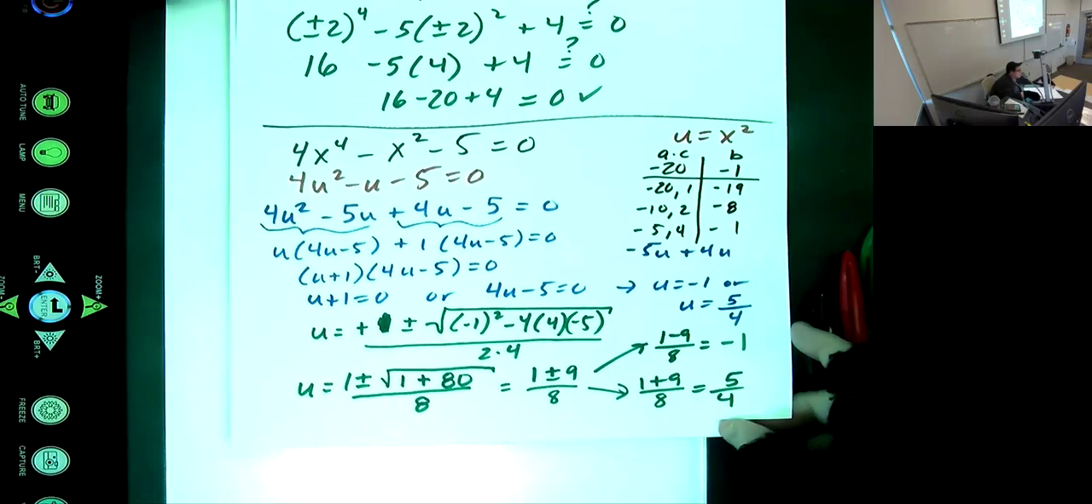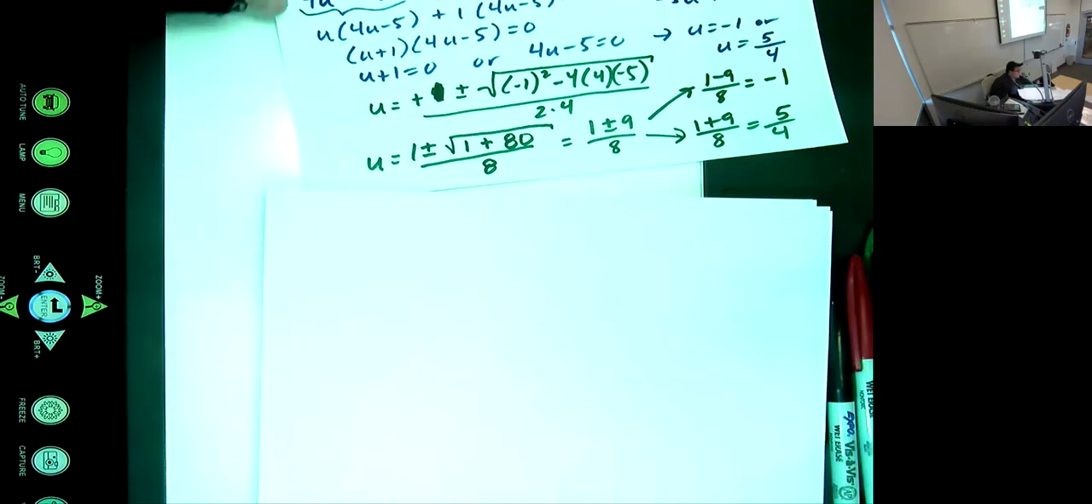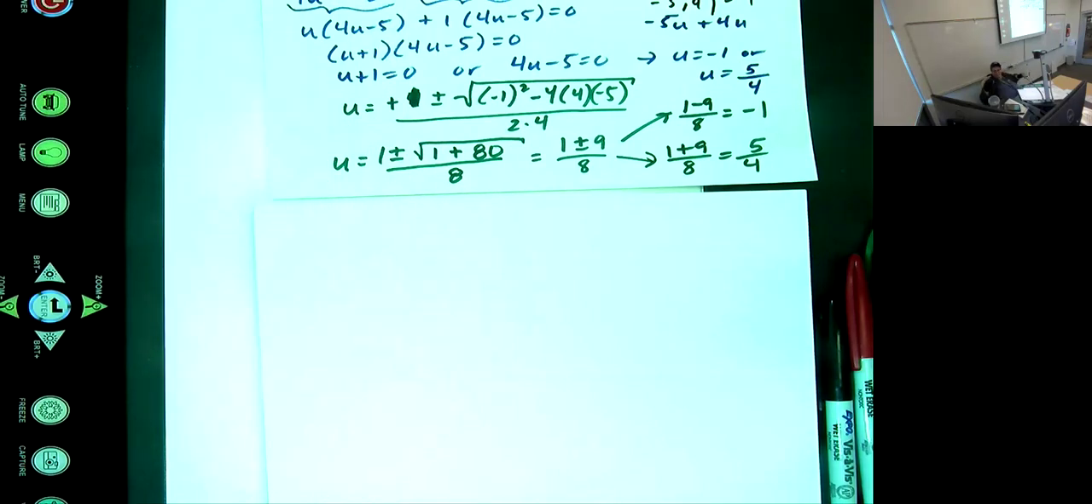I was just showing that it doesn't matter which way you did it, if you factored it or did quadratic formula, you're gonna get the same U. A couple of people are still working, so I'll let you finish it up.